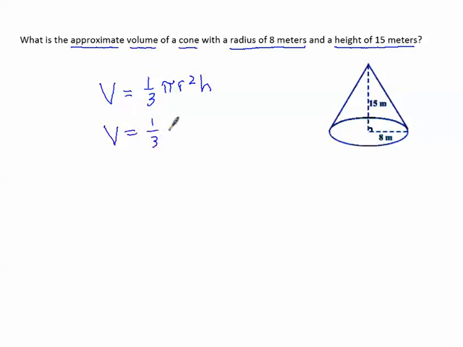V equals 1/3 pi. R is for the radius. The radius is 8, so r equals 8. 8 plugged in, squared. H is for the height. The height is 15, so h is 15. And now we can go to our calculator to compute.